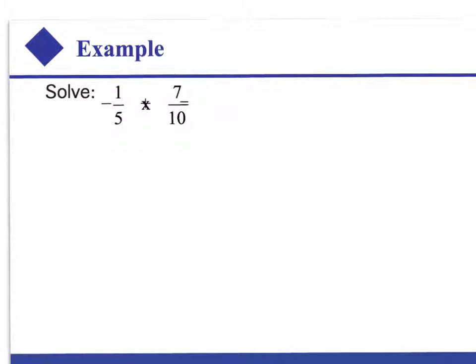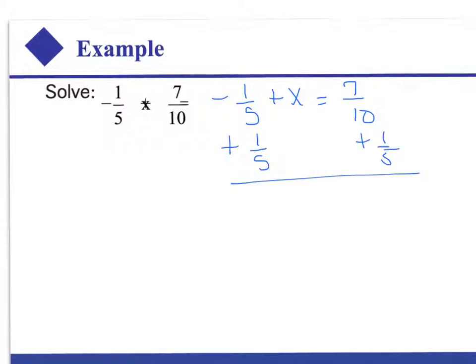Our last example is negative 1/5 plus some unknown number x equals 7/10. We're going to do the same thing. We're going to add 1/5 to both sides. So now x equals 7/10 plus 1/5. You can use your calculator, use your ABC key, whatever works for you. But because we don't have a common denominator, I'm just going to quickly look at it and think, 5 and 10, our common denominator is going to be 10.